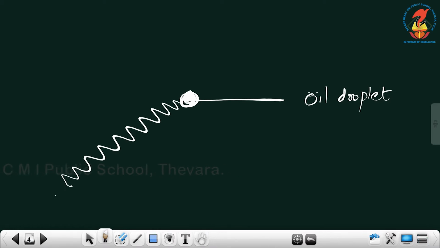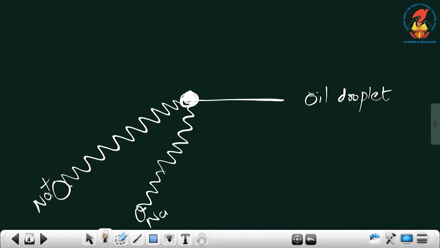This zigzag line with COO Na plus represents the soap. So it is surrounded by soap in all directions. You can refer to the figure 4.12 in page number 74.